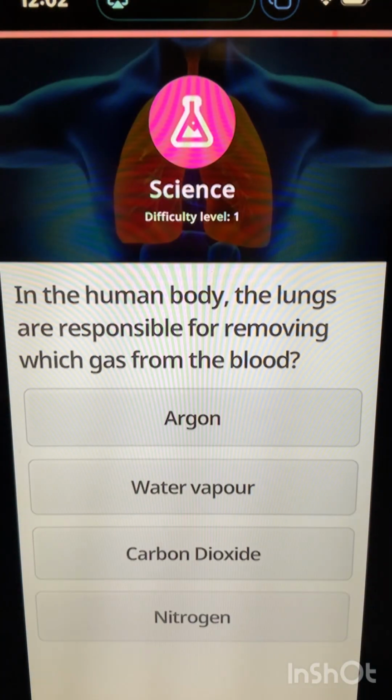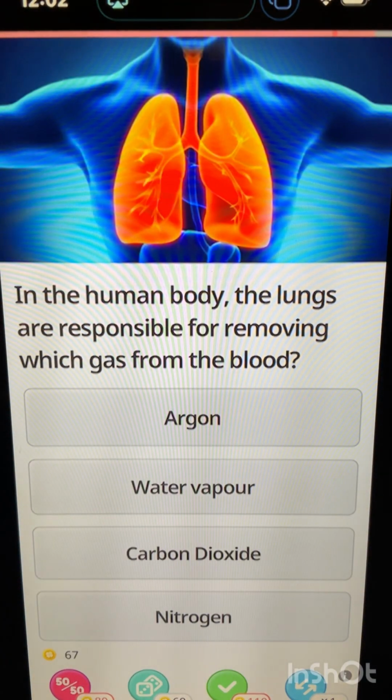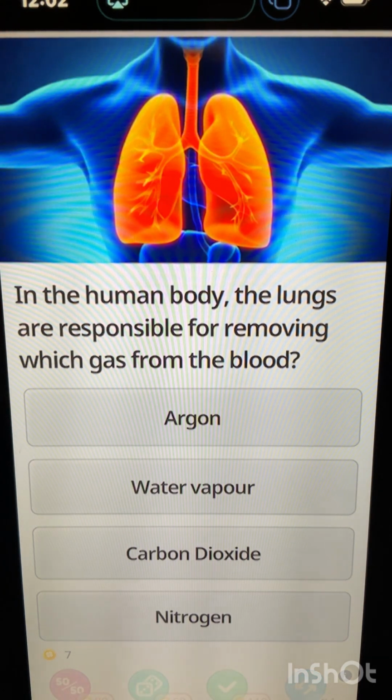We need a bonus question. Science again. In the human body, the lungs are responsible for removing which gas from the blood? Argon, water vapor, carbon monoxide, carbon dioxide, or nitrogen. So we're going to go for, let's do 50-50 and see what.